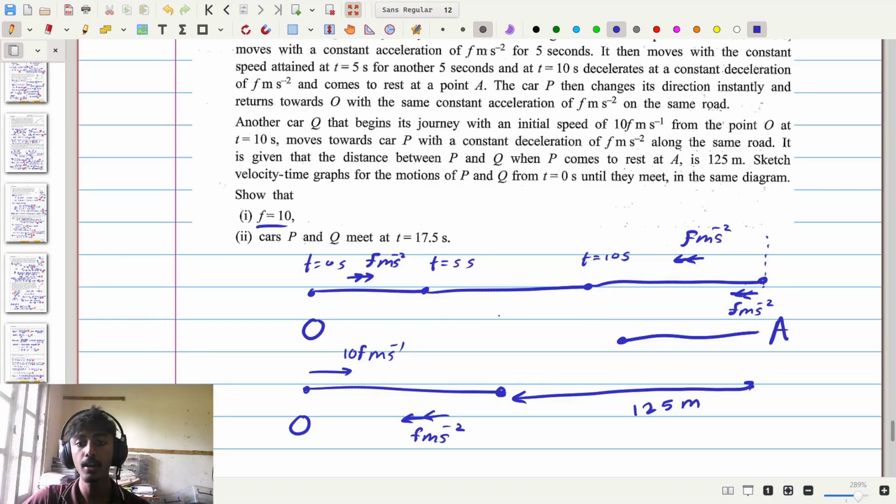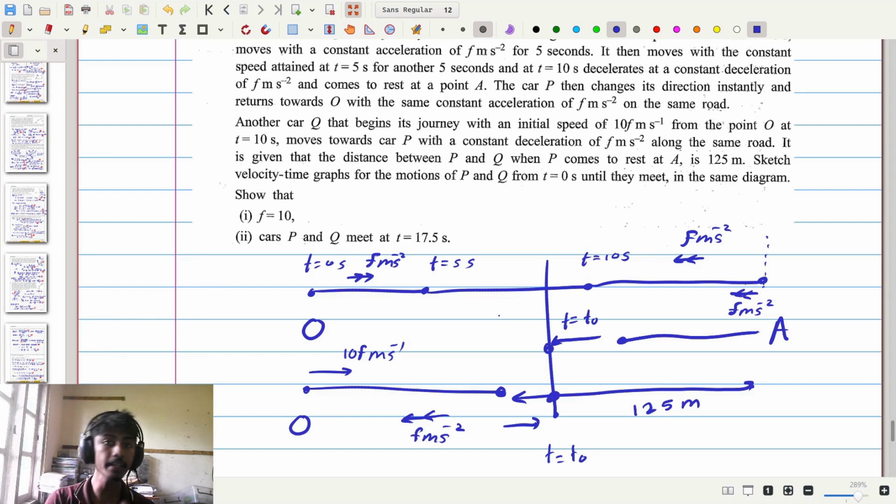Secondly, given this information, we are asked to find that f is equal to 10, and second, find that when P continues moving this direction and Q continues moving this direction, when the two meet a certain time later, which I'm going to call t equals t0, at that point, when the cars P and Q are on the same point on the road, t0 is going to be 17.5. So this is what we have to prove. And to prove that, we need to first sketch the velocity time graphs for the motions of P and Q from t equals 0 seconds until they meet at t equals t0 in the same diagram.